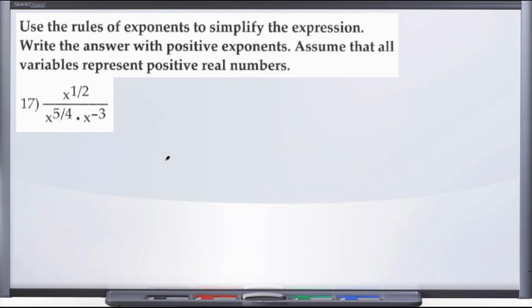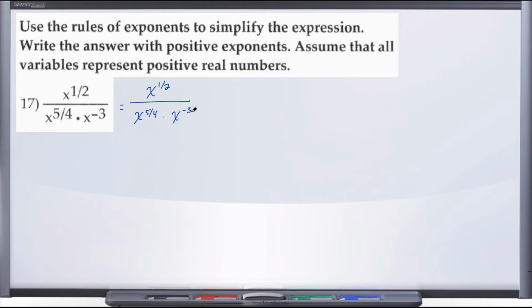All right, so let's go ahead and take a look here at number 17, and we're still in the section where we are using the rules of exponents to simplify the expression. And we can really approach this one of two ways, and I think I'll go ahead and show both. And then you can decide which way you like best and use that. So here we have x to the 1/2 over x to the 5/4 times x to the -3.